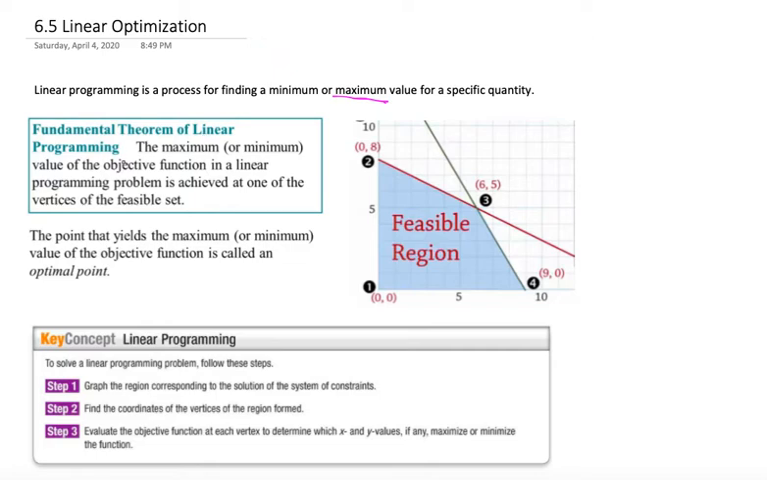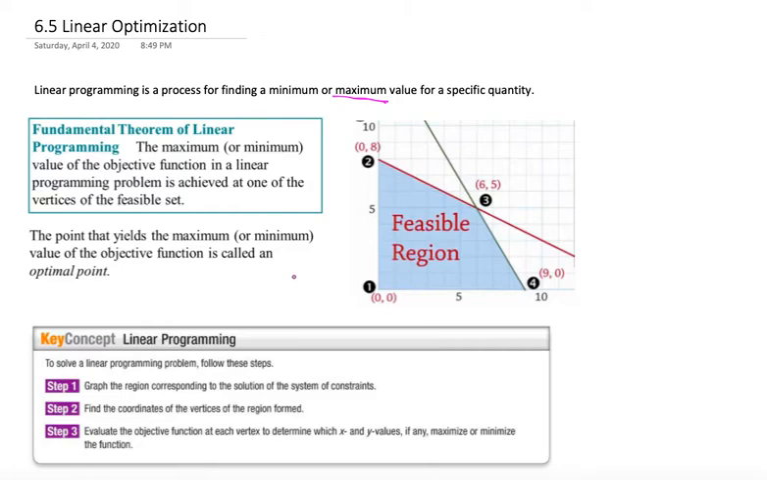Fundamental theorem of linear programming: the maximum or minimum value of the objective function in a linear programming problem is achieved at one of the vertices of the feasible set. Basically, you're going to be given equations for these lines, and then also this line and this line, and it's going to create this area in here. And we're going to test each of the vertices to see what gives us the maximum value or minimum value. So the point that yields the max or min value of the objective function is called an optimal point.